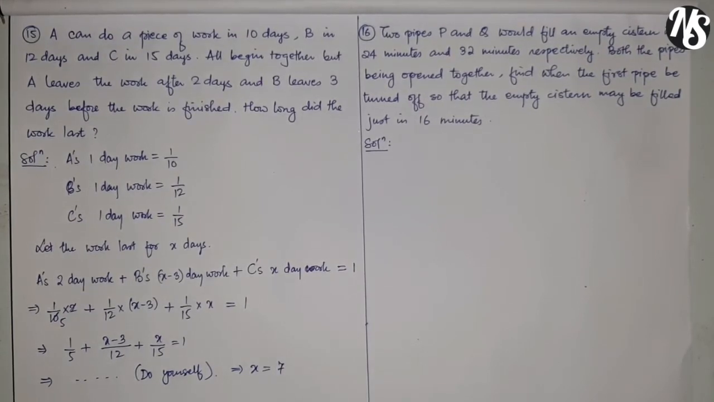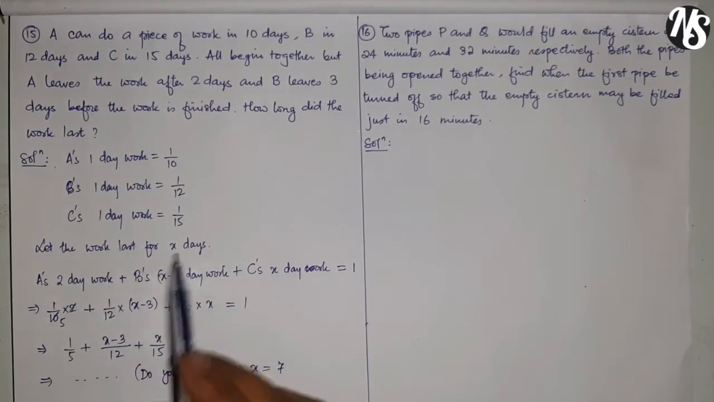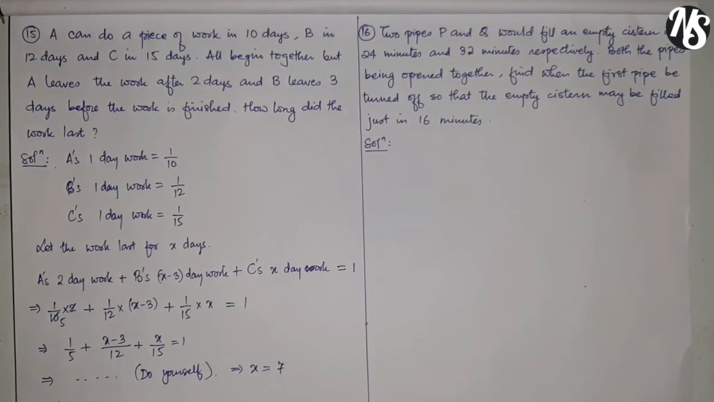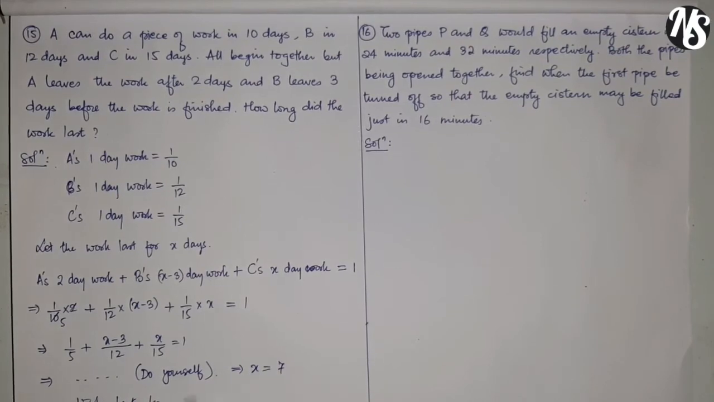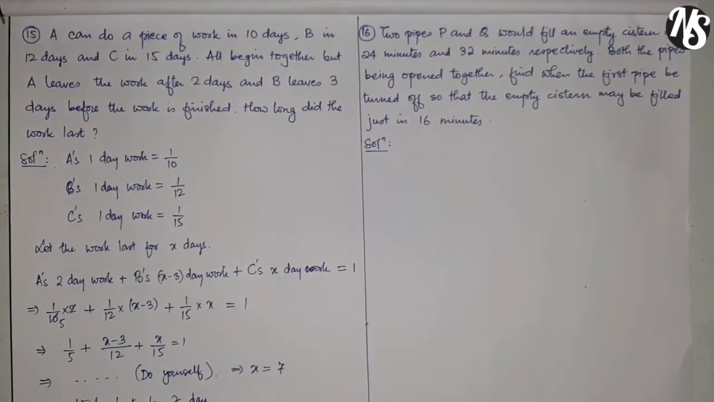Now what is the meaning of this? If x is 7, then it means that the work lasts for 7 days. So therefore the work lasts for how many days? x days, which is 7. So your answer will be 7 days for this. Please do this by yourself. Let's see the last question for the day.